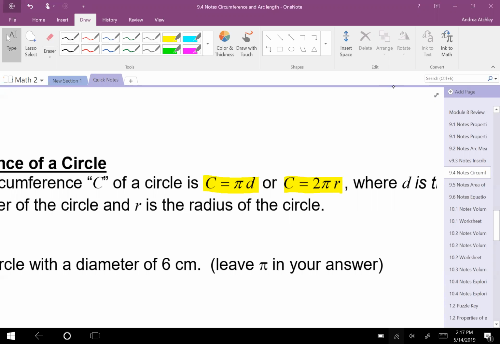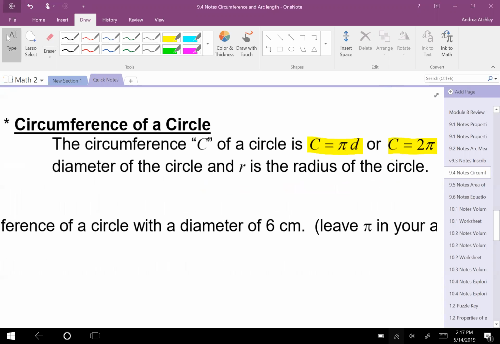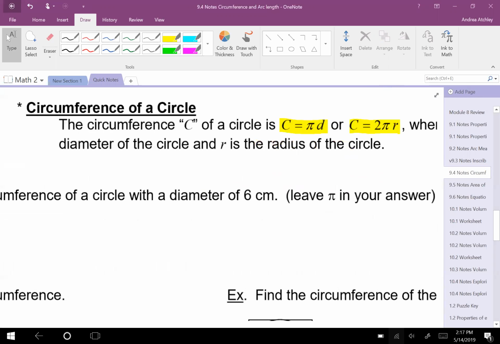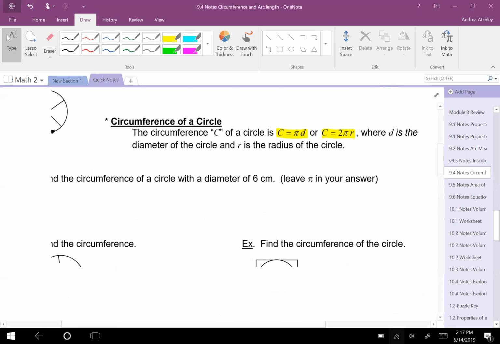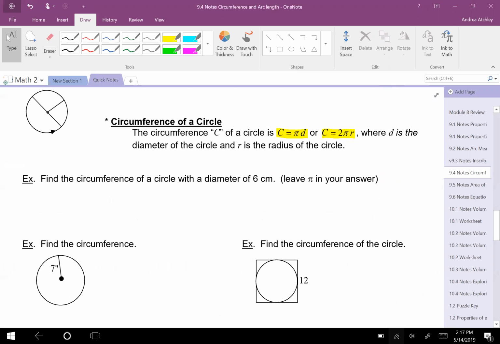And the area we'll learn tomorrow. The D is the diameter and the R is the radius. If we want to find the distance all the way around a circle, so if I want to fence in a circular area, I would need to find the circumference using one of my 2 formulas. Find the circumference of a circle with a diameter of 6 centimeters. We are not going to leave pi in our answer. We're going to actually multiply it out.